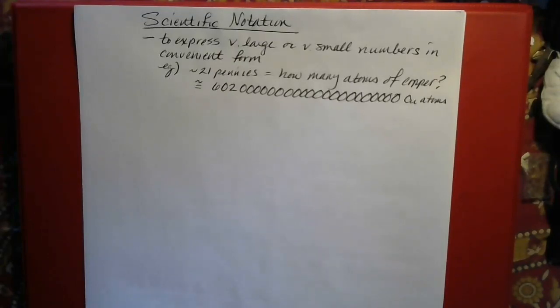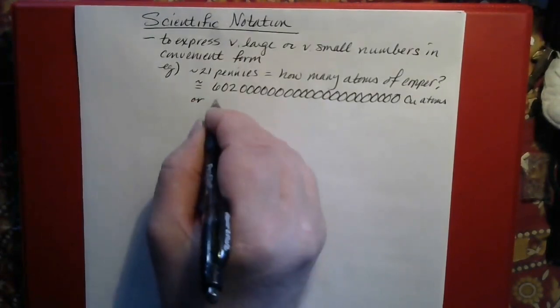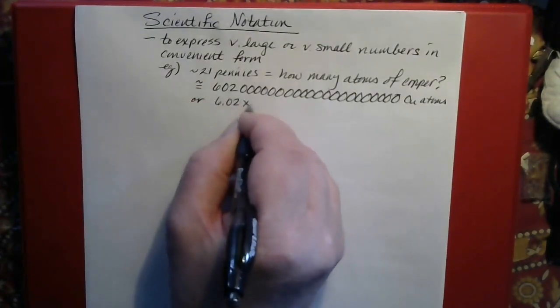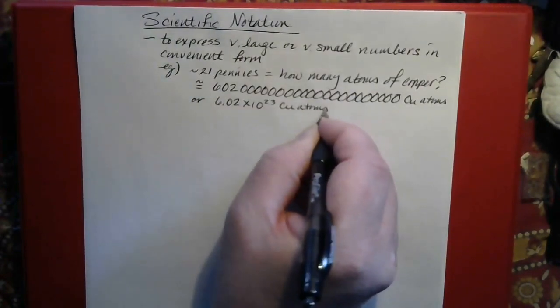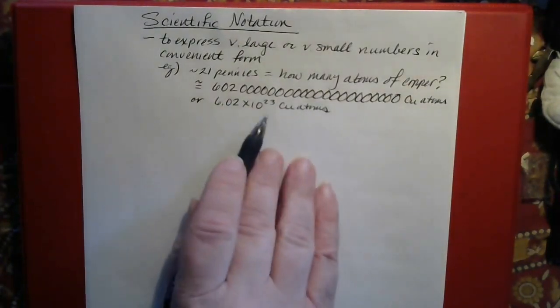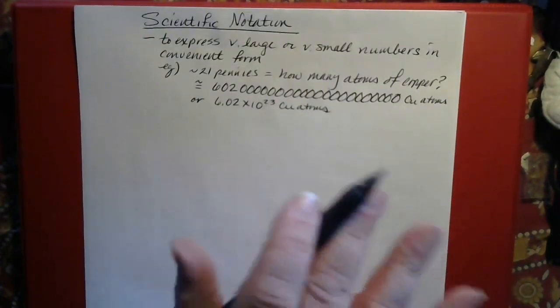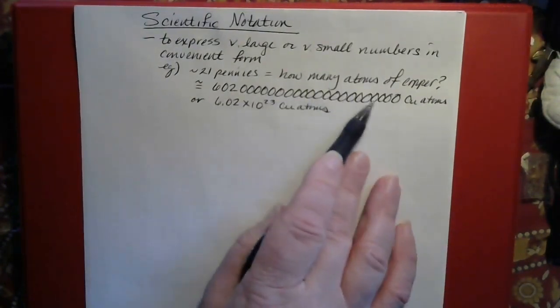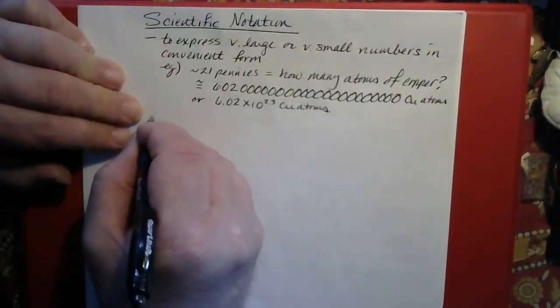And that's why scientific notation is so useful, because we can write it in scientific notation as 6.02 times 10 to the 23rd power. Much more compact, much easier to understand the magnitude of the number at a glance. 10 to the 23rd, you can understand that much more quickly than you can count all of those zeros. So it makes sense from that point of view.